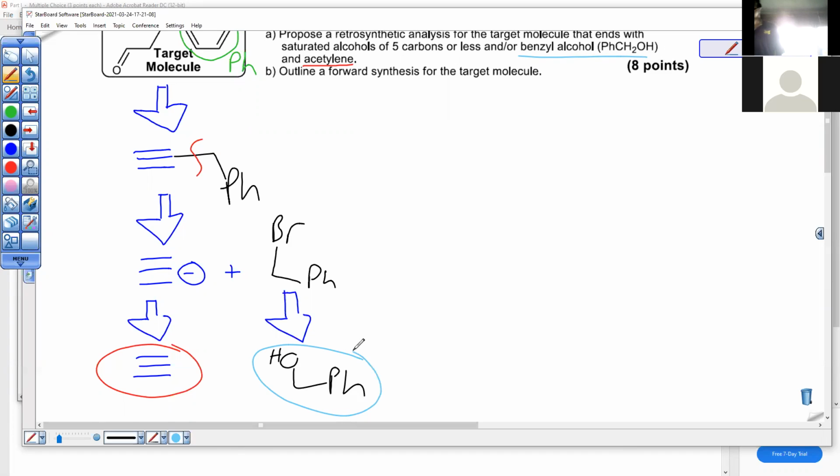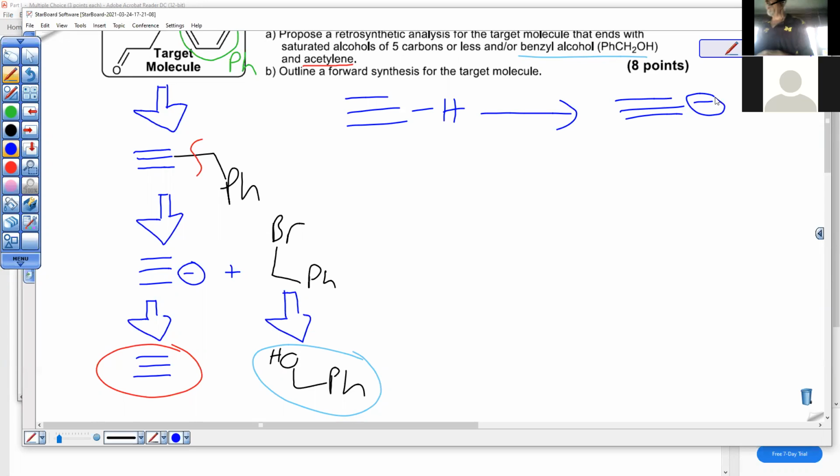Retrosynthetic analysis says, I know how to break this down to simpler pieces to make this thing. Now you go in the forward direction and tell me you know the chemicals needed to cause these transformations. What takes the H off of acetylene with high yield? If anybody says sodium hydroxide here, you get 0 points. That equilibrium doesn't go to the right, it stays to the left.